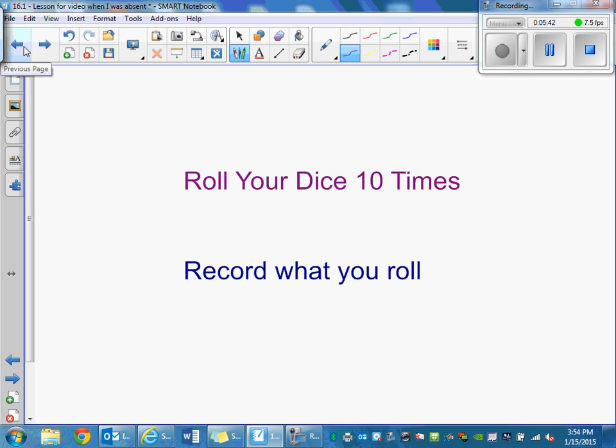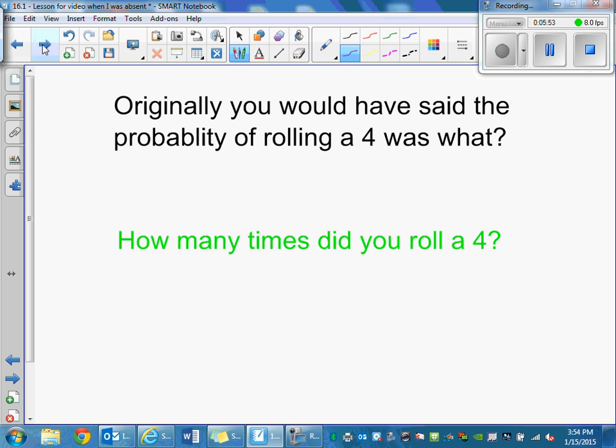So I want you to take a dice and roll your dice 10 times and write down what you rolled each time. Pause and do that. Okay, so originally you would have said that the probability of rolling a 4 was what? Well, there was one 4 out of 6. So probability of rolling a 4 was 1/6. So how many times did you roll a 4 out of those 10 rolls that you just did? Let's say I rolled a 4 twice. So that probability was actually 2 out of 10, which would be 1/5.